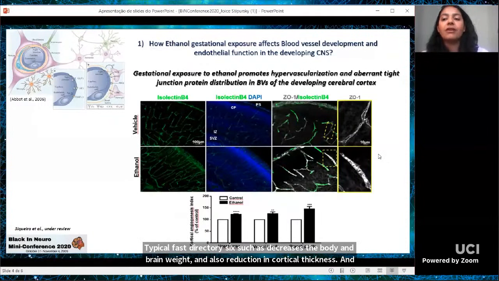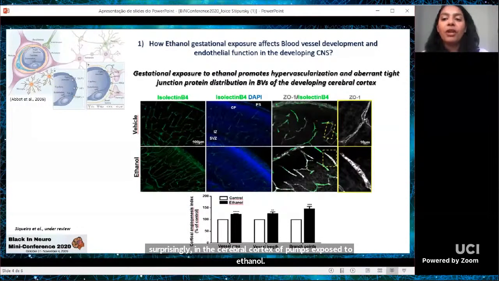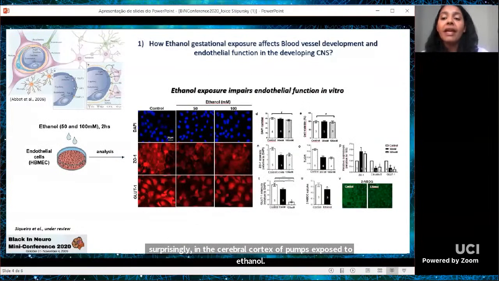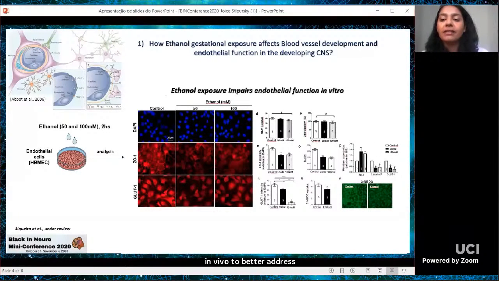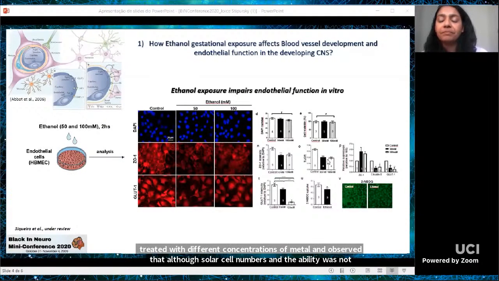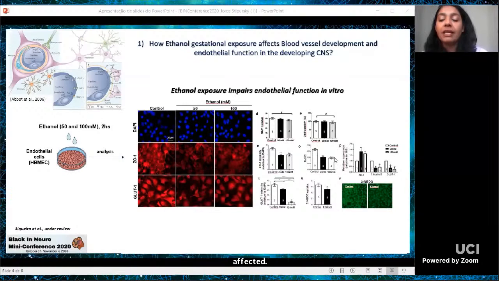To better address the effect of ethanol on endothelial function, we cultivated human brain microcapillary endothelial cells and treated them with different concentrations of ethanol, and observed that although total cell numbers and viability were not affected, it critically altered BBB-related molecule levels, since it decreased the expression of tight junction ZO-1 and claudin 5 protein and mRNA levels, and also disorganized the distribution of tight junctions in the endothelial cell membrane. Further, glucose transporter GLUT1 levels were also reduced, which was accompanied by decreased glucose uptake activity.